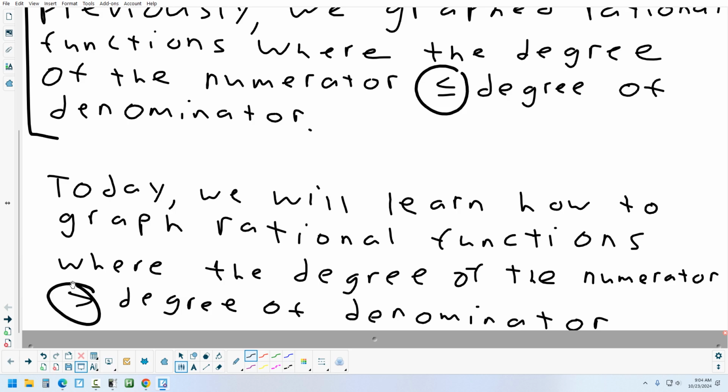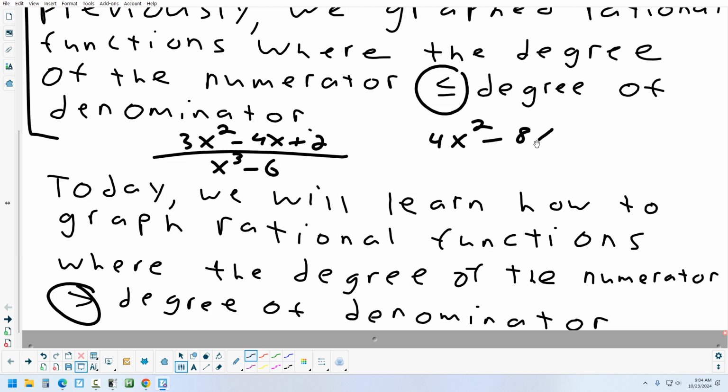Okay? So the kind of problems we would have done yesterday, you would have had something like 3x squared minus 4x plus 2 over x cubed minus 6. That's a problem we would have done yesterday because the degree in the top was smaller than the bottom. Another one we would have done yesterday, something like 4x squared minus 8x plus 6 over x squared minus 3. That's where the degrees are equal. Okay. Now we're going to do it where the number in the top is bigger than the bottom.